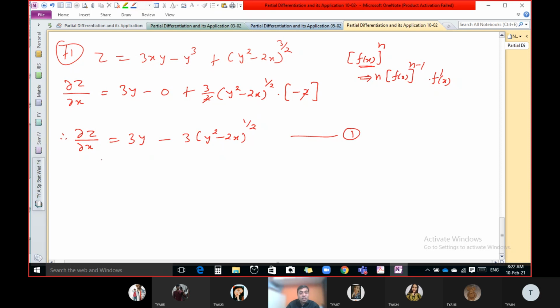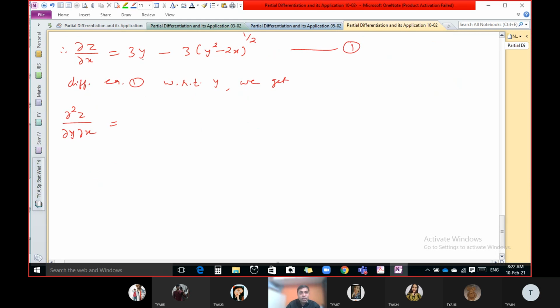Now differentiate equation 1 with respect to y. We get delta square z upon delta y delta x, because this is what we have to find out. So differentiate equation 1 with respect to y. Tell me the derivative of 3y: 3. Minus 3 by 2, correct, 3 into 1 by 2, into 2y minus 0.